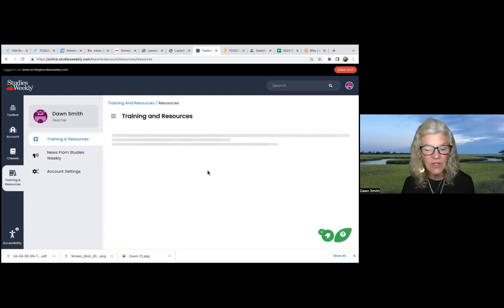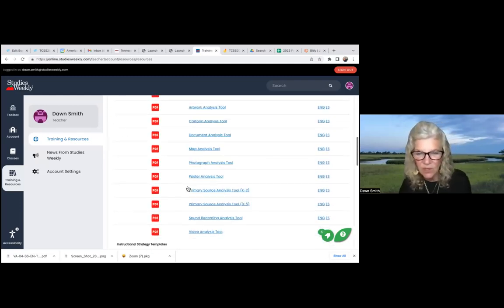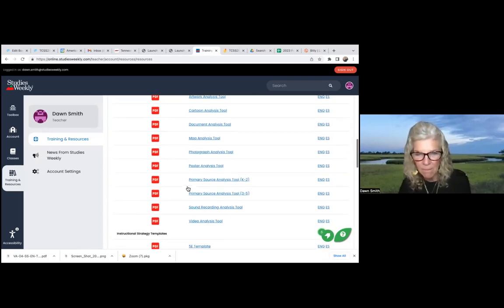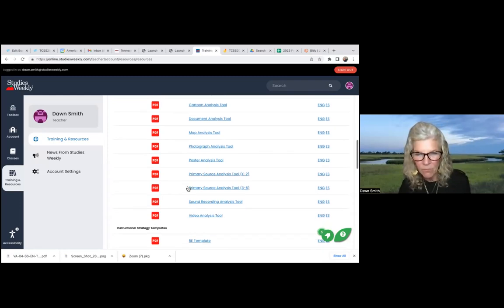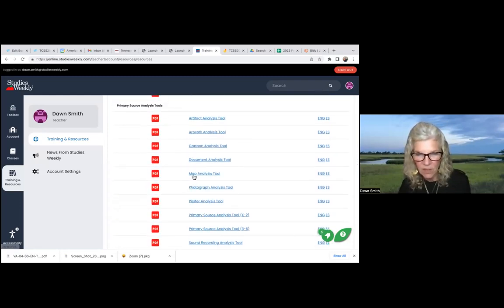And again, I'm not trying to sell a product. I just have this example to use, and let me pull up the one for a map. Cartoon, document, map. Here we go.